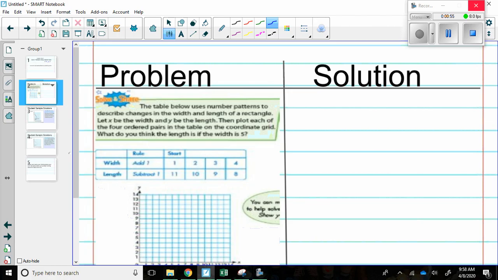Today's solve and share problem reads, the table below uses number patterns to describe changes in the width and length of a rectangle. Let x be the width and y be the length. Then plot each of the four ordered pairs in the table on the coordinate grid. What do you think the length is if the width is 5? Go ahead and solve this problem any way you choose. Press play when you are ready to see how I would work the problem and other students.